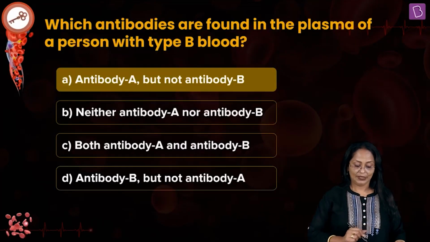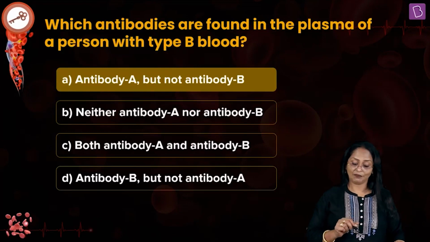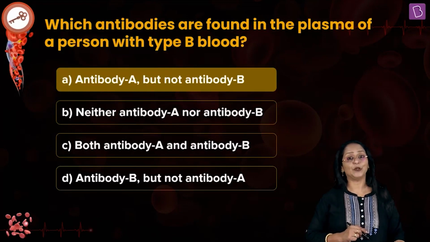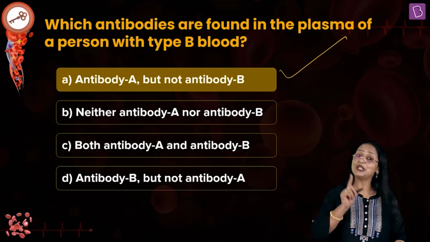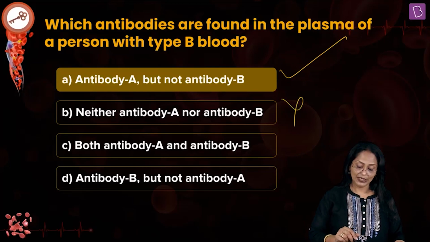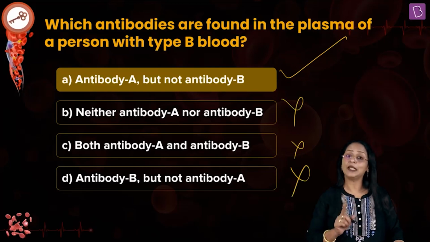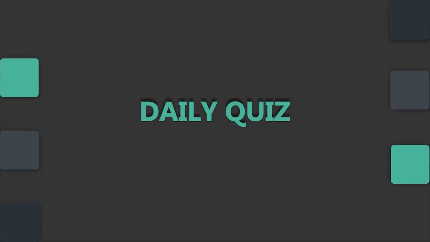Which antibodies are found in the plasma of a person with B blood group? Now, you'll be able to tell it easily. It is antibody A and not antibody B. B, C and D options we can eliminate. The correct answer is A.